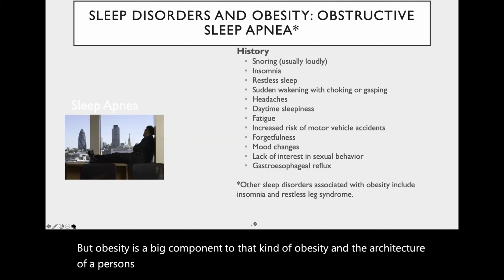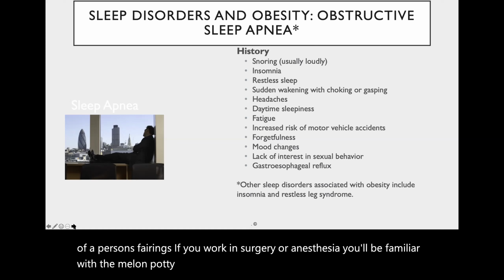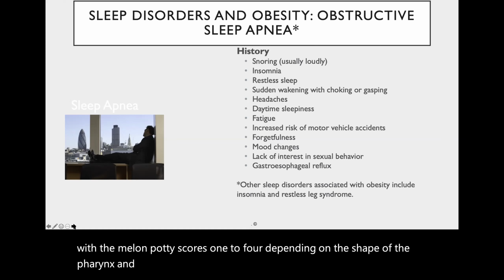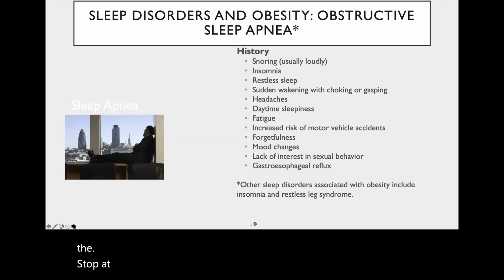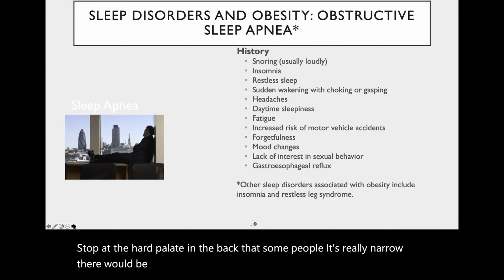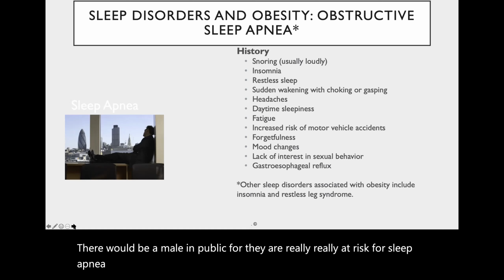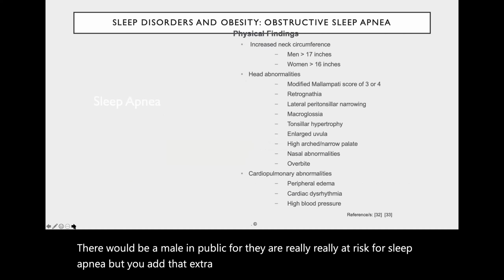If you work in surgery or anesthesia, you'll be familiar with the Mallampati scores, 1 to 4, depending on the shape of the pharynx and how tall the pharynx is, between the tongue and the top of the hard palate in the back. Some people have a really narrow one. They would be Mallampati 4. They are really at risk for sleep apnea. But you add to that extra fat, and you get into problems.